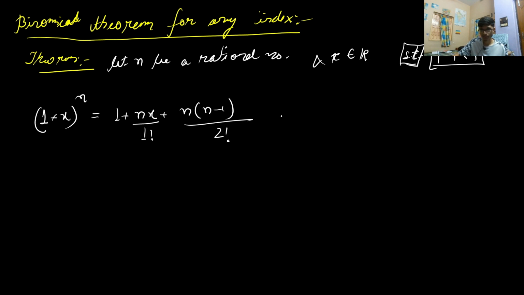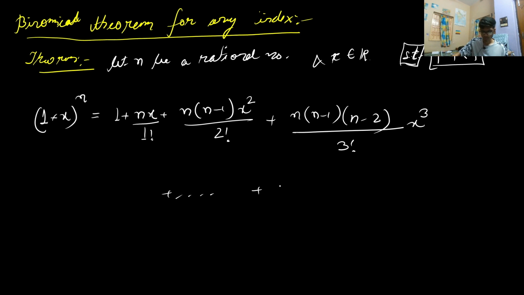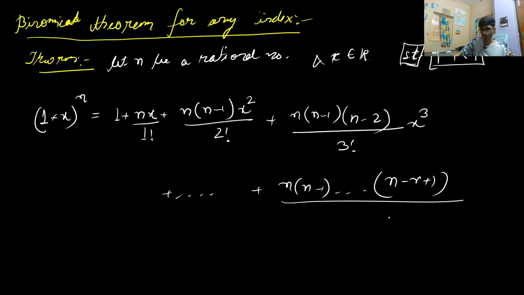Okay, n by 1 factorial, plus x square, plus n into (n minus 1) into (n minus 2) divided by 3 factorial into x cube, and so on up to n into (n minus 1) and so on, multiplied with (n minus r plus 1), whole divided by r factorial into x power r, plus so on up to infinite terms. So there will be basically an infinite number of terms in this binomial expansion.